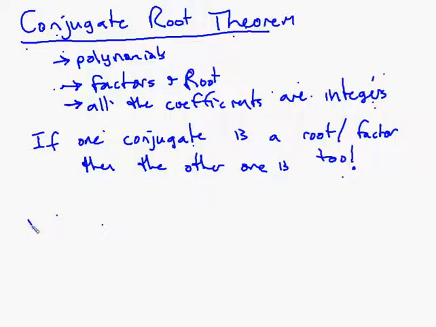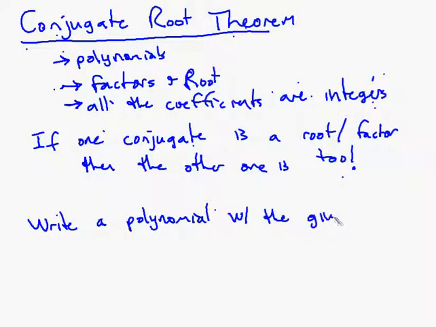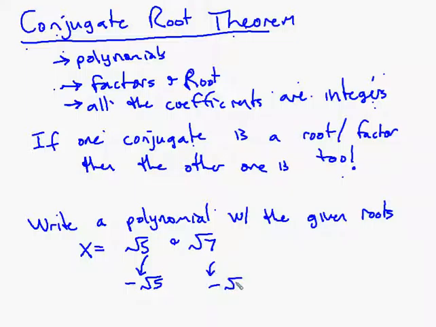So, for example, we could write a polynomial. So this is going to be the question like we had before. Write the polynomial with the given roots. Well, let's say my roots are root 5 and root 7. Because of the conjugate root theorem, without it being stated, you need to know I also have negative root 5 and negative root 7.